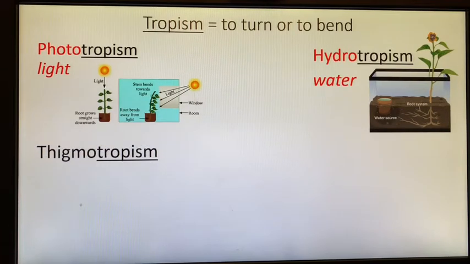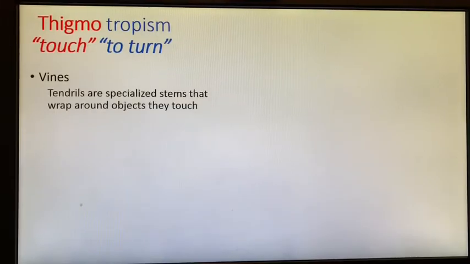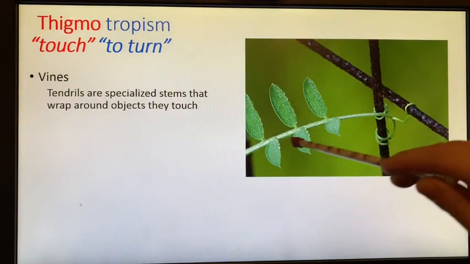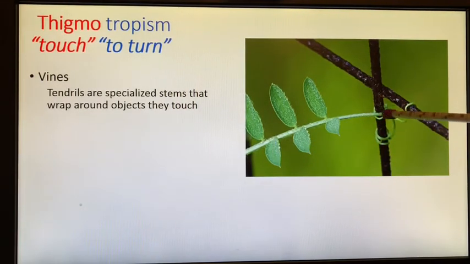Thigmotropism. Thigmo meaning touch. So how do plants respond to touch? Now this isn't all plants. This is just some plants. There are 3 different types. First example are vines. So vines are plants that grab onto other things. Most of them have these little tendril type stems. They wrap around other objects, and that provides stability for a weaker stem on that plant, and it helps to grow taller and taller and taller, higher and higher up.